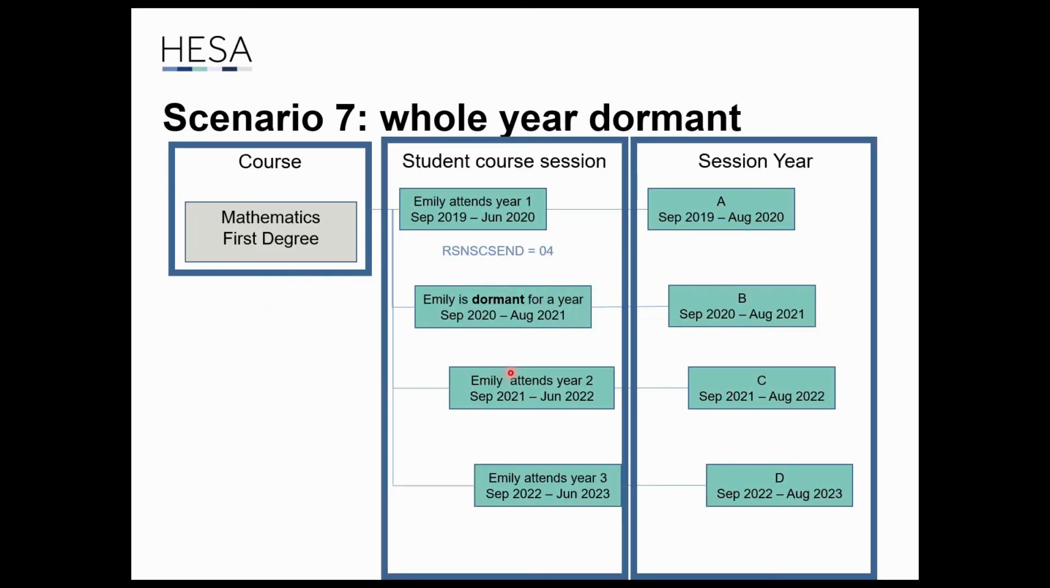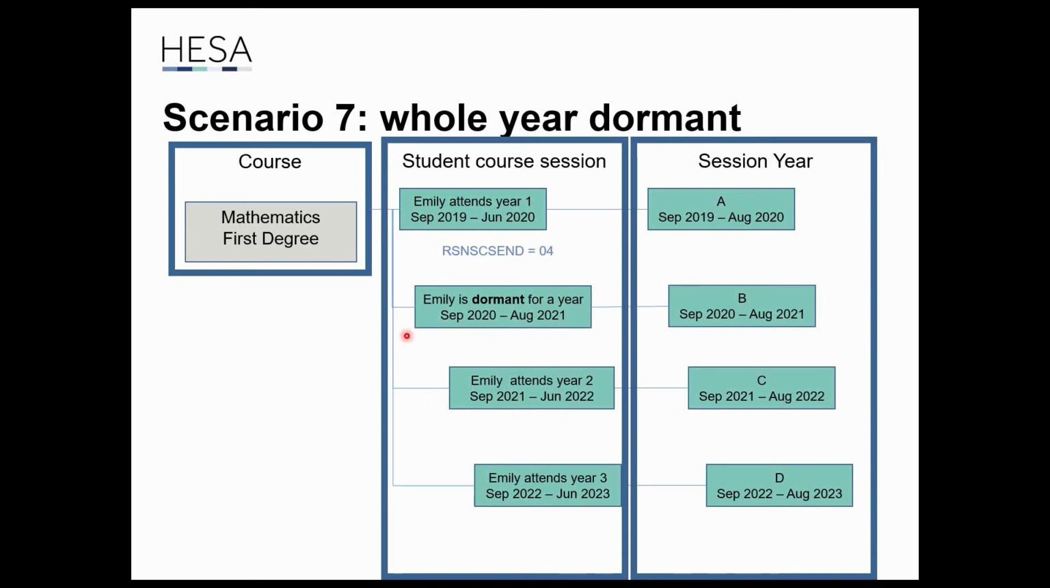Drawing that out in terms of the actual boxes of the fields and entities: she's studying her course like everyone else. She's got student course sessions like everyone else, and she's attached to the relevant session years here. But what happens at the end of her first year is the provider knew that she wasn't coming back, so she is marked as ending here. Then in this second year where she's dormant, at some point you tell us that she's gone dormant, and then you don't need to return her again until she actually comes back.